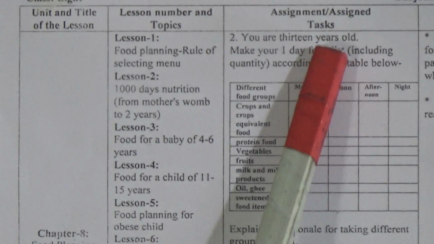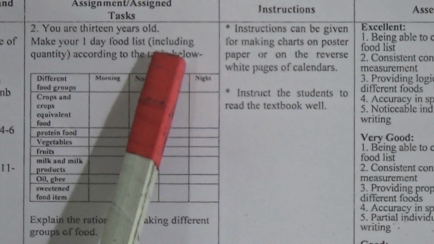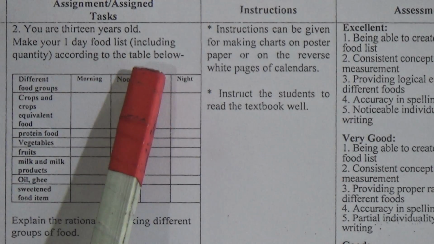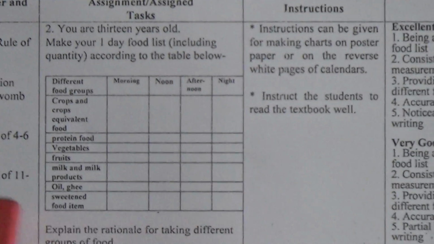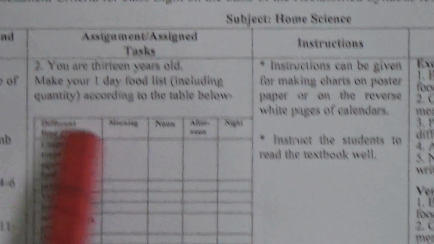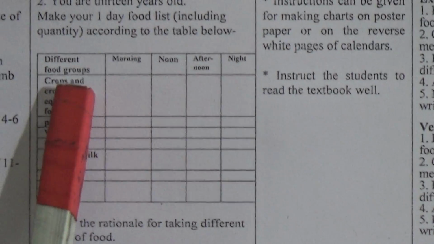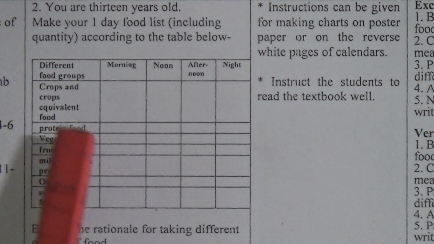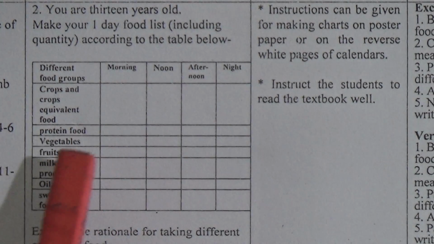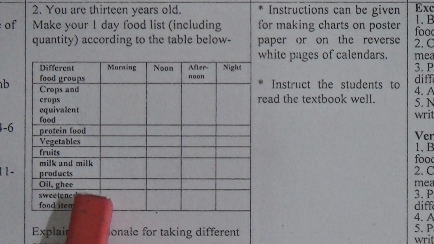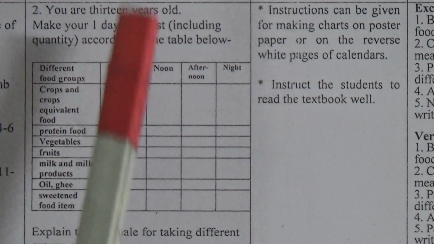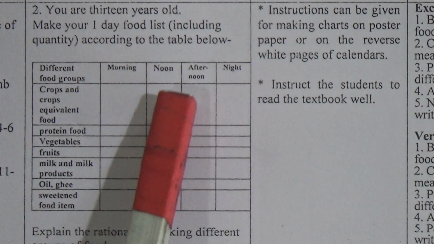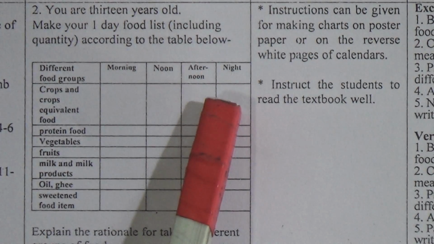Assignment or assigned task number 2: you are 13 years old. Make your one-day food list, including quantity, in the table below. So here you can see a table, and you have to prepare your assignment following this chart. You can see different group foods. Here we can find crops and crops equivalent food, protein food, vitamin vegetables, fruits, milk and milk products, oil, ghee, sweetened food items. And here you have to mention the food that you used to take in the morning, in the noon, in the afternoon, and at night.